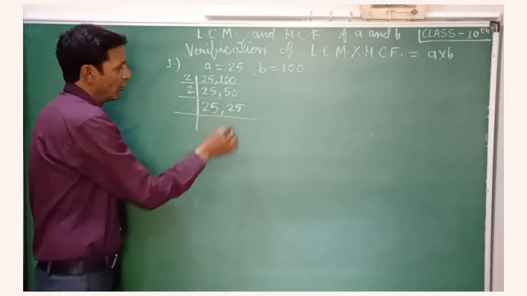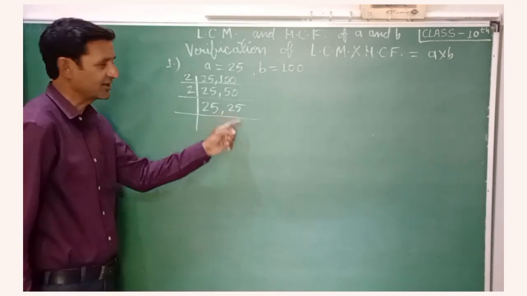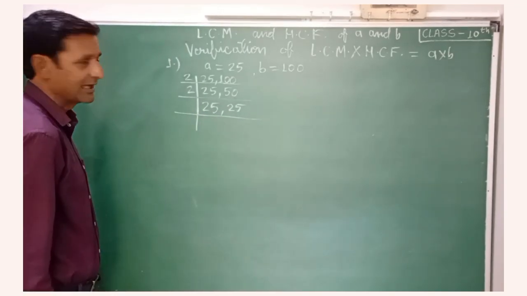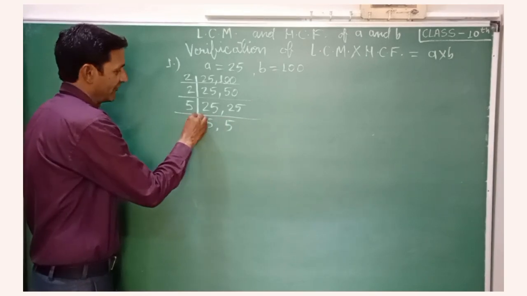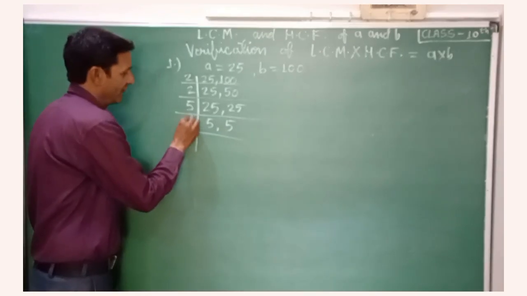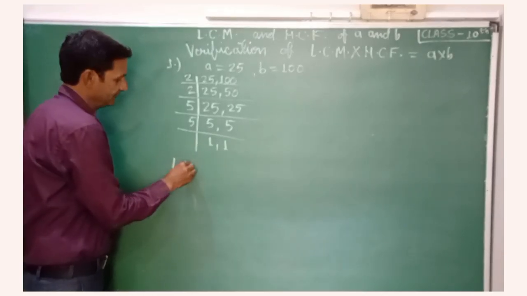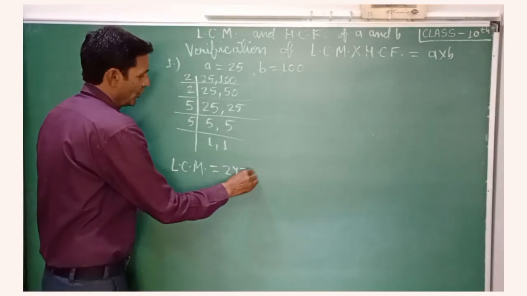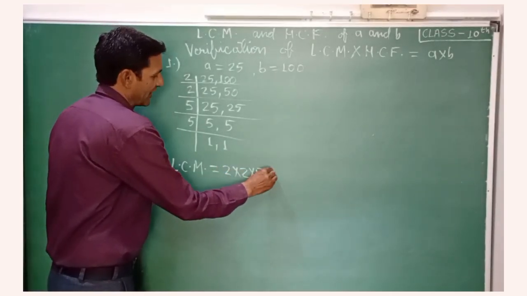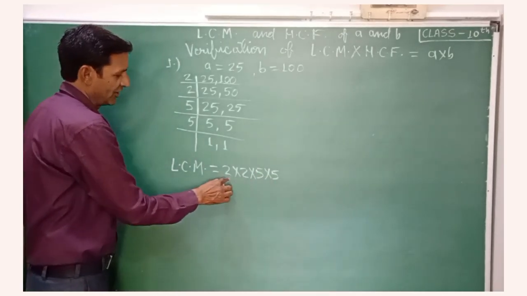Now both the numbers have 5 on one's place and the summation is not a multiple of 3. So it is divisible only by 5. So 5 5s are 25 and 5 5s are 25. Now it is 5 1s are 5 and 5 1s are 5. So LCM is equal to 2 into 2 into 5 into 5. That is equal to 5 5s are 25, 2s are 50, 2s are 100.